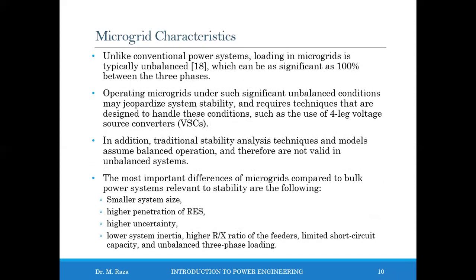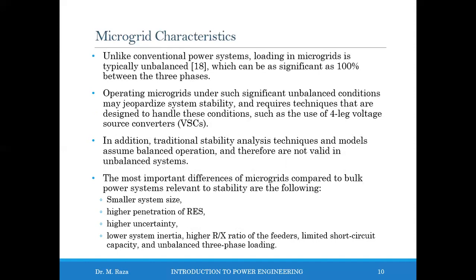Unlike conventional power system, loading in the microgrid is typically unbalanced, which can be as significant as 100% between the three phases. Operating microgrid under such significant unbalanced condition may jeopardize system stability and requires techniques that are designed to handle these conditions, such as the use of four-leg voltage source converter. In addition, traditional stability analysis techniques and models assume balanced operation and therefore are not valid in unbalanced system.